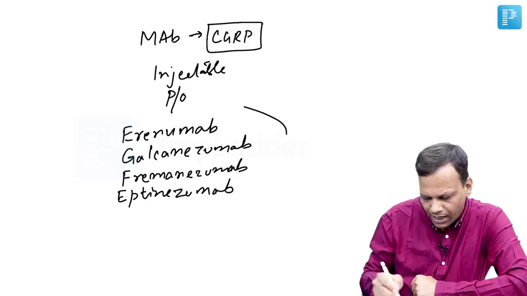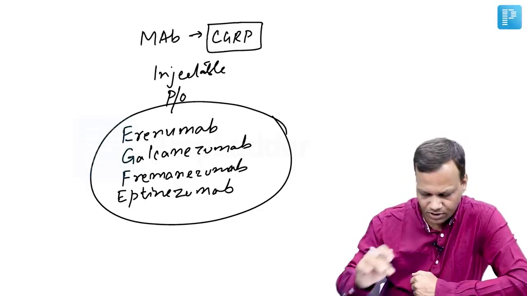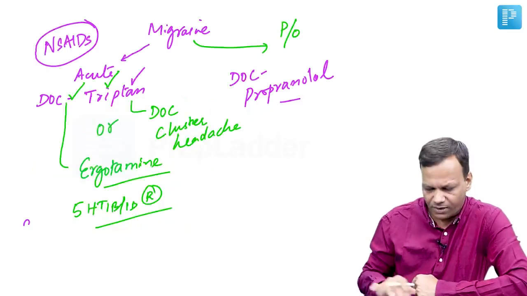These are monoclonal antibodies against CGRP used for prophylaxis of migraine, injectable drugs. Okay, so these are the important points regarding the new drugs for migraine.